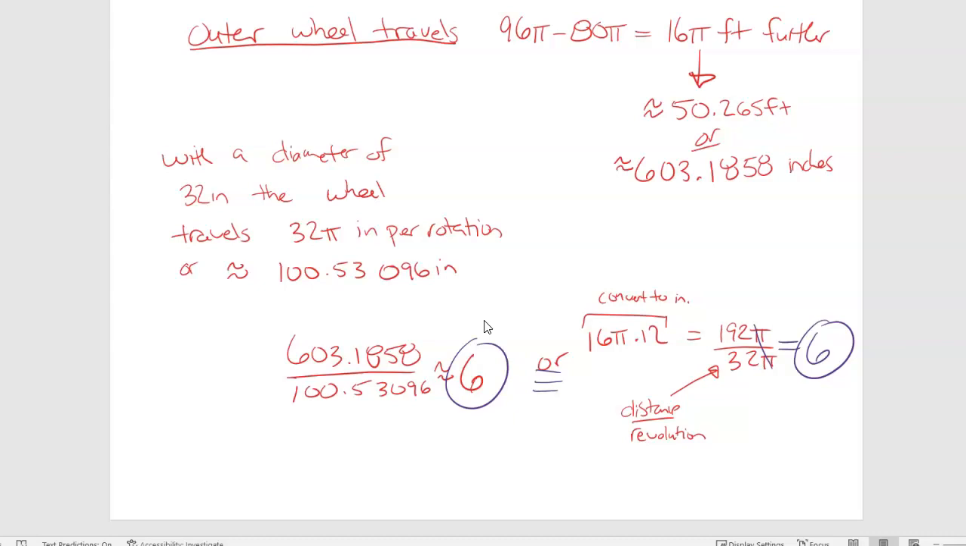If you did not want to convert to inches, or if you didn't want to get rid of pi, you could have done 16 pi feet times 12 for inches in a foot, and you get 192 pi. And you could divide by that 32 pi. The pi's cancel, and you end up getting 6 extra rotations.